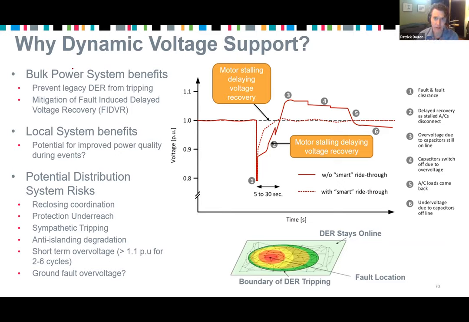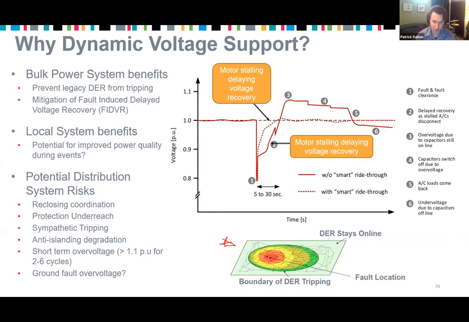But first I'd like to look at the bottom of the screen here, which is showing a voltage event: during a fault, which is represented in the middle of that red circle, how the low voltage will propagate out from the center of the event. That boundary of DER tripping is intended to represent where DER is at risk of tripping versus where DER is expected to stay online. What we're really trying to do with dynamic voltage support is reduce that area where DER might be tripping in order to maintain system stability and reliability, and keep as much generation online.